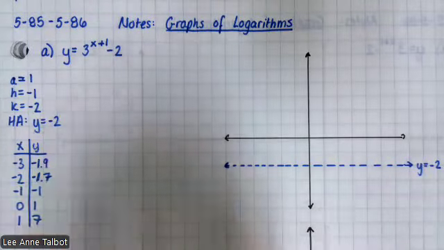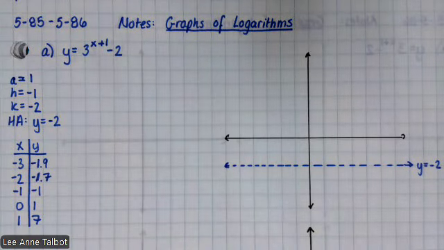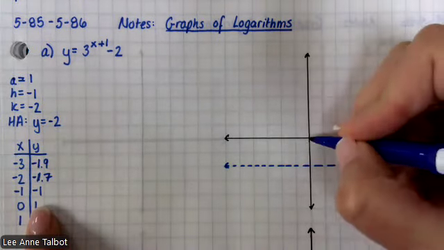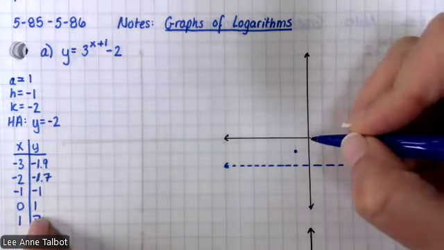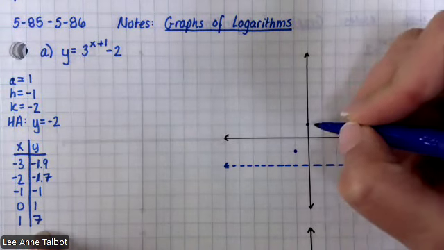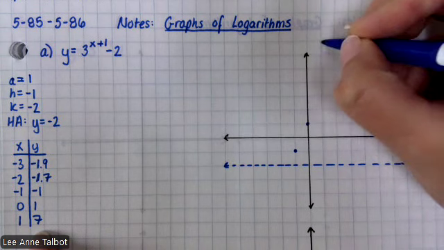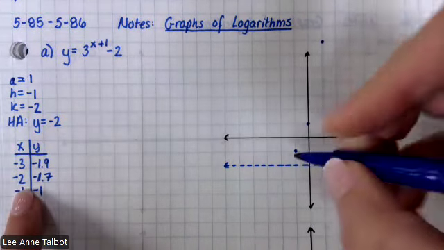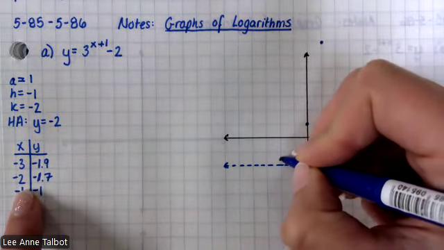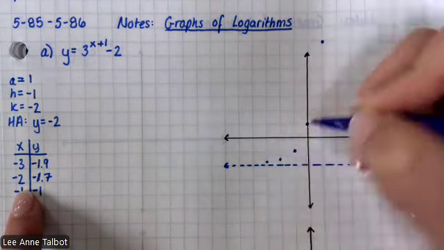Mrs. Talbot, if you're letting us use the calculator for the last little bit, why won't you let us just plug in the things in the calculator? Because I want to review the negative exponents again. Okay, anyway. So -1, -1, 0, 1, 7, -2, -1.7, 3.9.